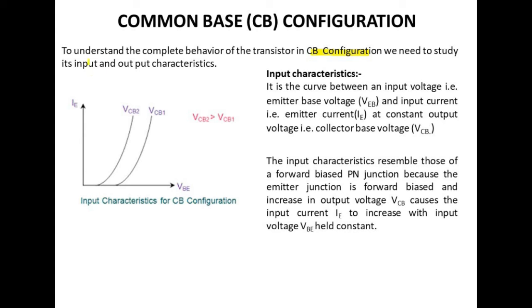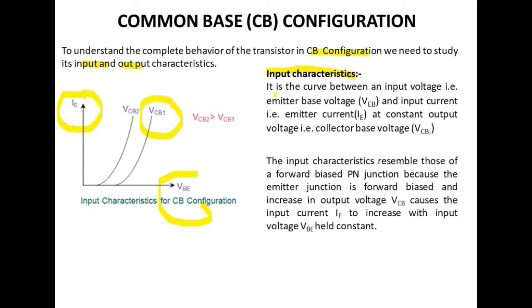To understand the behavior of the transistor in common base configuration, we need to study its characteristics, and characteristics are divided into two parts: input characteristics and output characteristics. So let us study the input characteristics. We know that a transistor is a three terminal device, so there will always be three parameters. If you are trying to study the input characteristics, there will be two input variables and one output variable that will be constant. Let us explore this in detail.